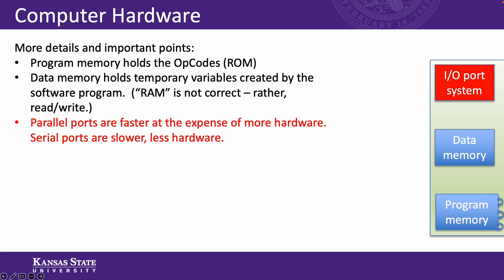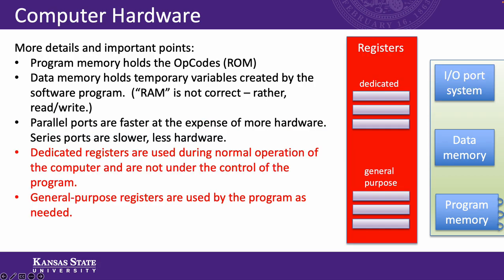The I/O port system, as we said, can contain parallel ports and serial ports. Parallel ports are faster, but at the cost of more hardware. Serial ports are slower, but less hardware, which means less chip space, and they're usually cheaper. Remember the difference between dedicated and general purpose registers. The former are used during normal operation of the computer and are not under the control of the program, while the latter are used by the program as needed.